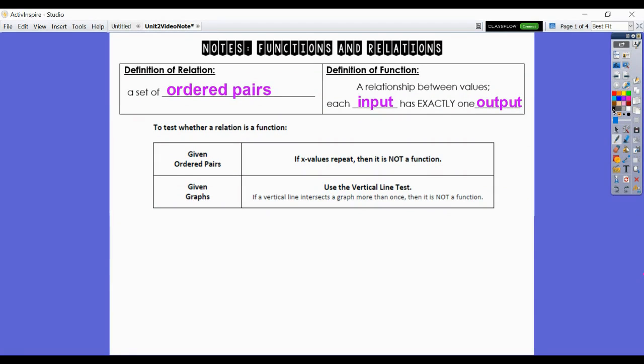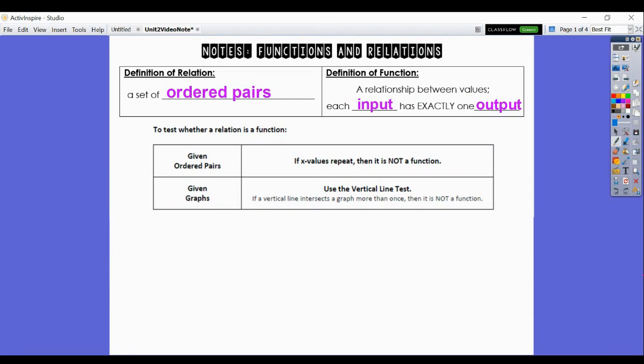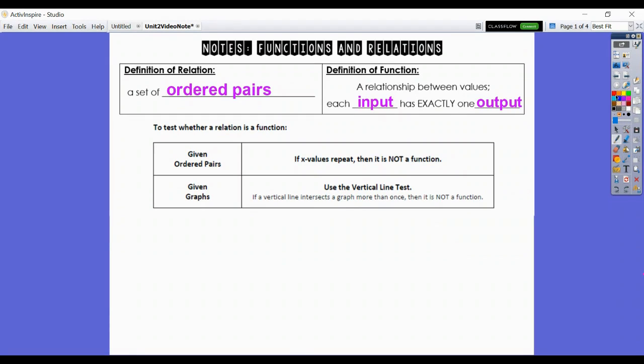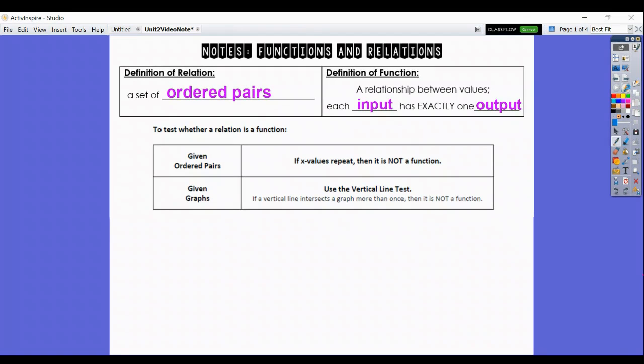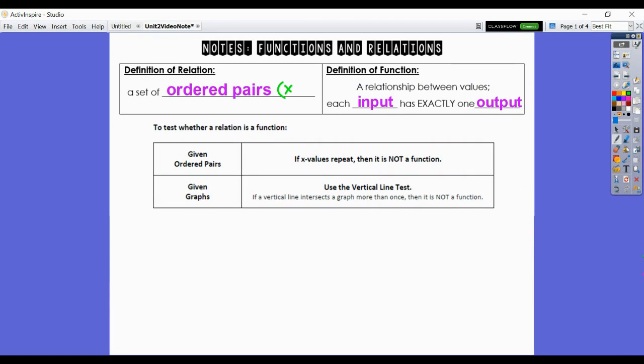In today's lesson, we're going to be learning about relations and functions. The definition of a relation is that it's a set of ordered pairs. Ordered pairs are points, and let's always remember that our points are in the order x, comma, y. The definition of a function is a relationship between values with specifically each input having exactly one output. The inputs will be referring to our x values, and the outputs will be referring to our y values.